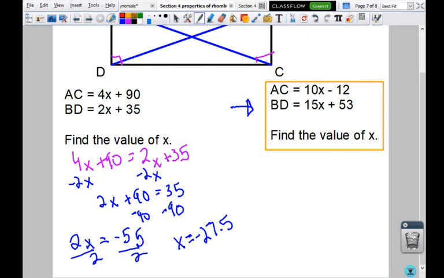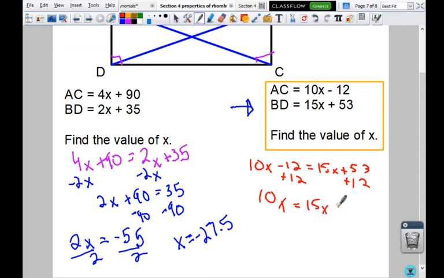What's the first thing we're gonna do? Plus 12 on both sides. Okay, let's actually set them equal to each other first. 10x minus 12 equals 15x plus 53. Now what are we doing? Plus 12 on both sides. We have to be careful and make sure we do the next part right. We're going to get 10x equals 15x plus 65. What's next, Joseph?